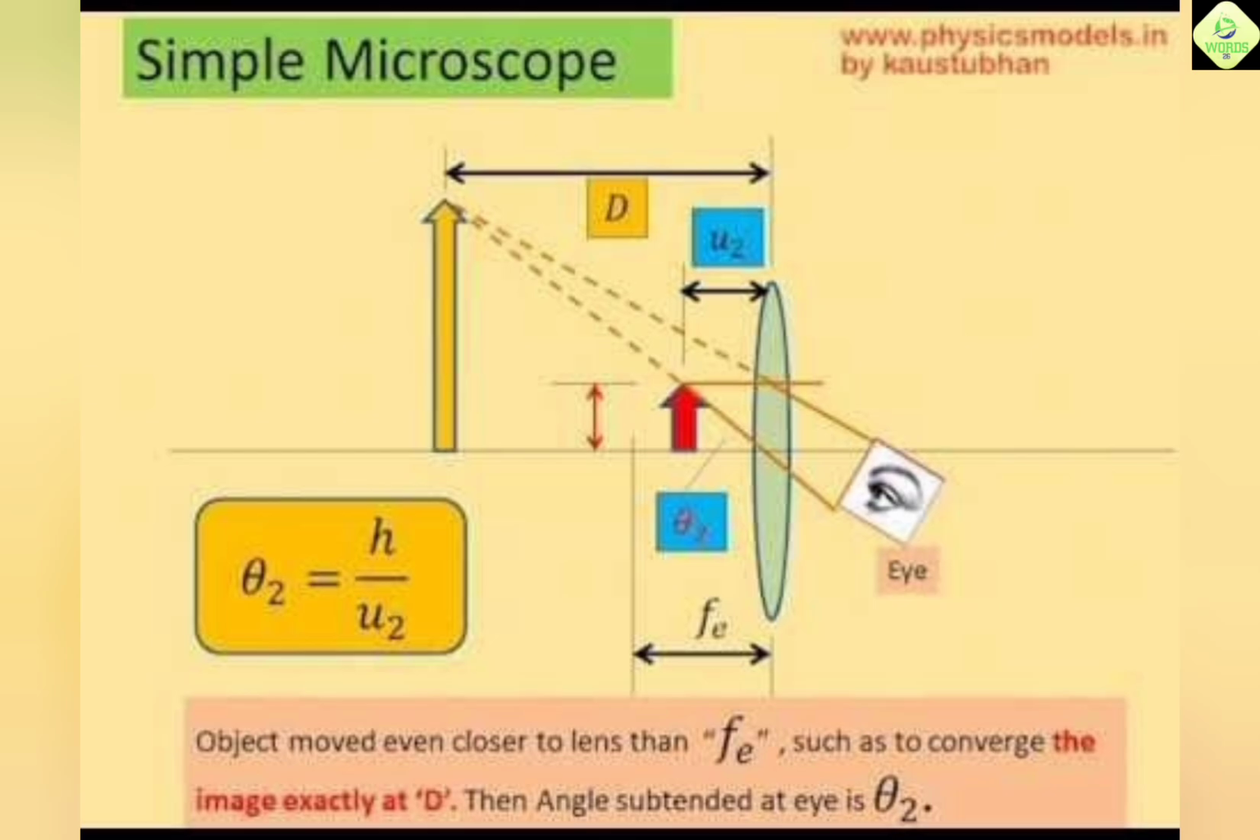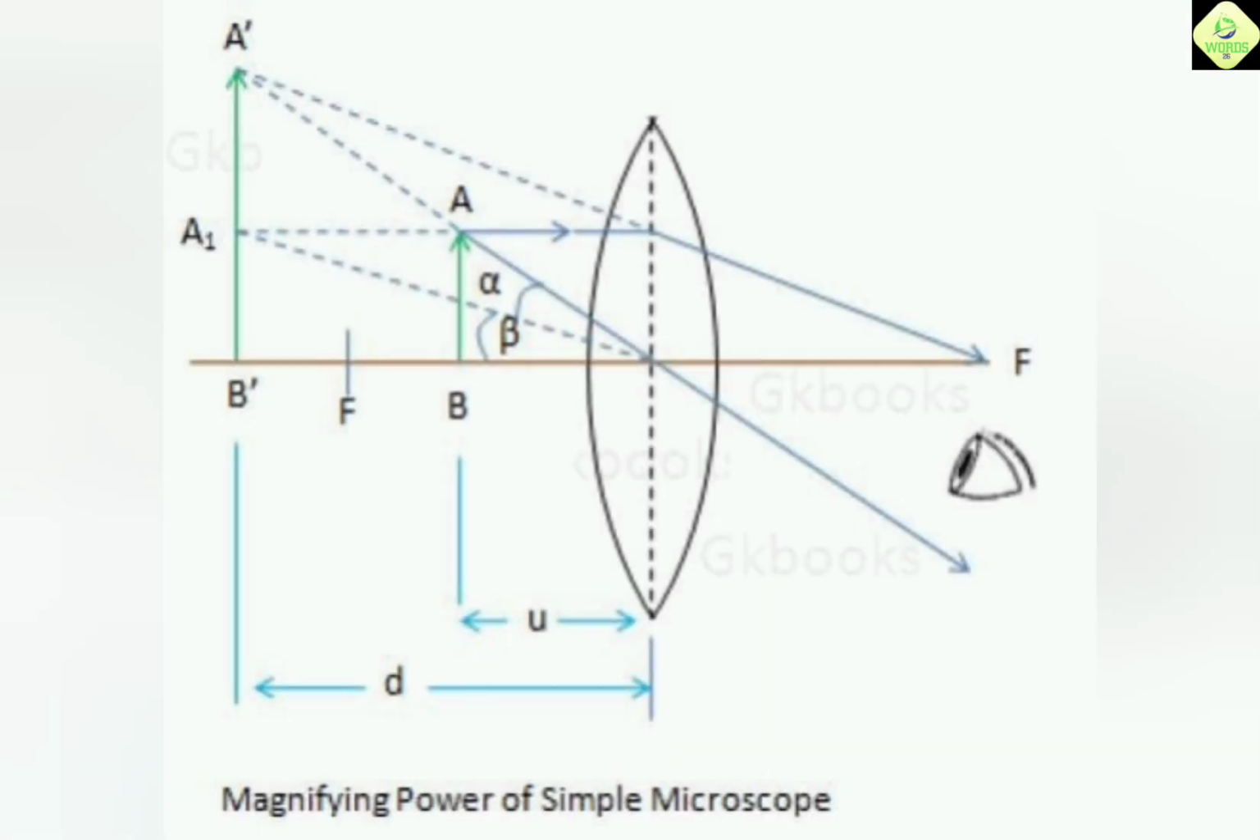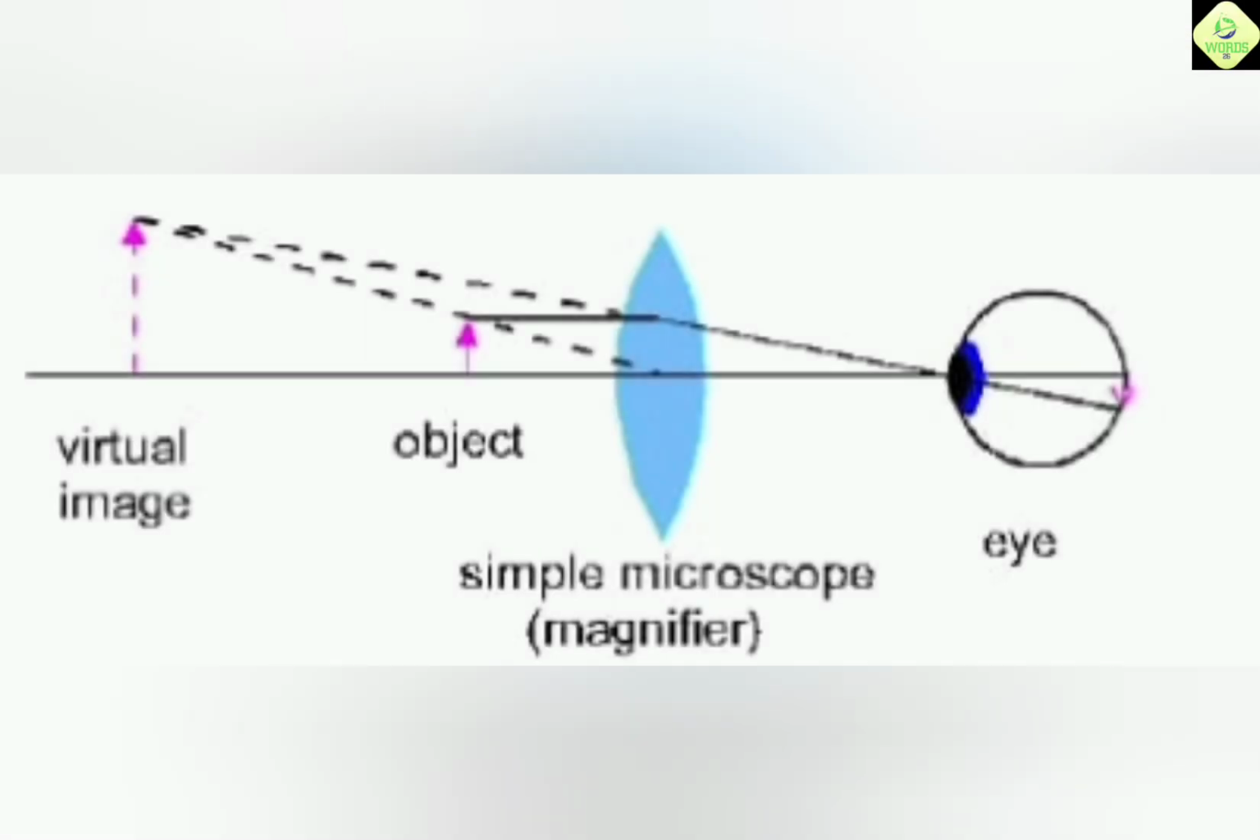Advantages of the simple microscope. Simple construction, low cost, lightweight and portable, easy to handle, no electricity required, bright image due to fewer lenses, useful for educational purposes, suitable for examining small objects quickly.